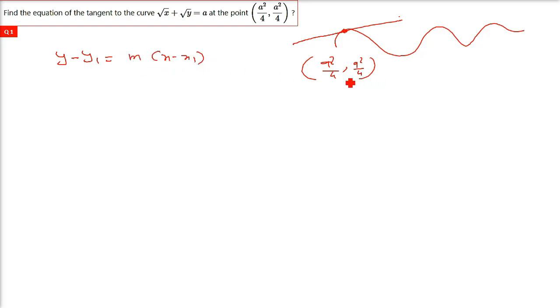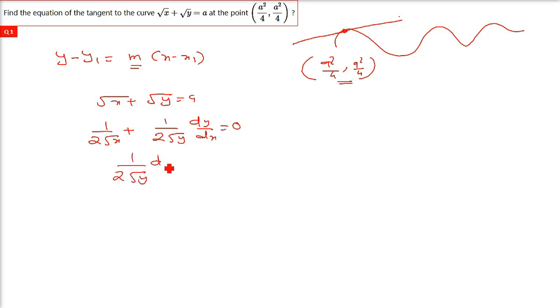We are only interested now in finding out the slope. How to find out the slope? We already have the equation of the curve. So in order to find out the slope of this tangent, we differentiate it. dy by dx is the slope. So when we differentiate it, 1 by 2 root x, I am differentiating with respect to x, plus 1 by 2 root y dy by dx is equal to 0. That is 1 by 2 root y dy by dx is equal to minus 1 by 2 root x. This 2 gets cancelled, under root y will go up. dy by dx is equal to minus under root y by under root x, that is minus under root of y by x.